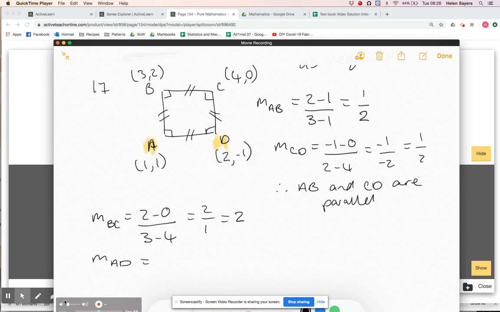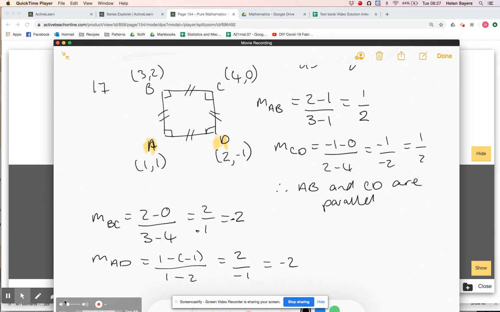So that is going to be 1 minus -1 over 1 minus 2. Oh, sorry, I've made a mistake. Right, let's finish this one off. I just realised I made a mistake on BC, didn't I? So that's 2 over -1, so that's -2. Sorry, that should have been 2 over -1, so that should also be -2, which is good, because otherwise they wouldn't have been perpendicular to a half.